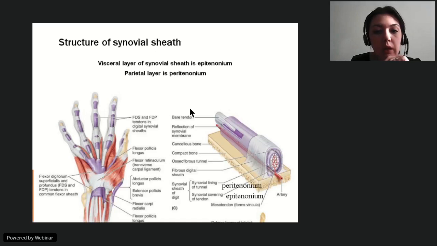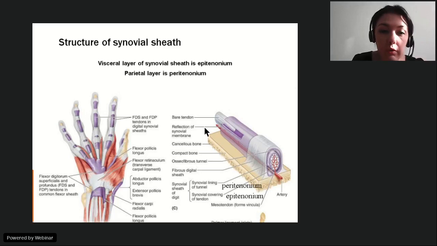And the parietal layer is peritendonium. And at the place where the tendon adjoins the bone, where epitendonium continues to the peritendonium, there is a mesotendon, which forms vincula. Through this mesotendon, vessels and nerves enter the tendon. That is the main source of blood supply for synovial coated tendon. That's why in case of an injury of the tendon or in case of tendon vaginitis, inflammation of the synovial sheath, we should never touch this part of the tendon that adjoins the bone, because if we break it, we will deprive the tendon of blood supply and so cause necrosis.